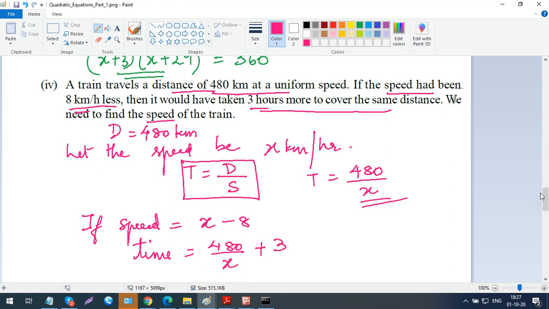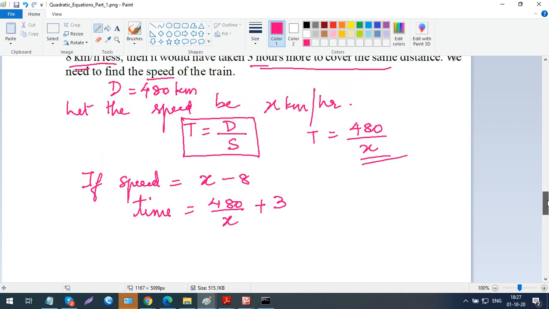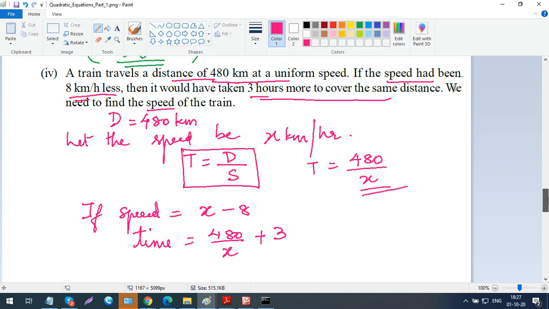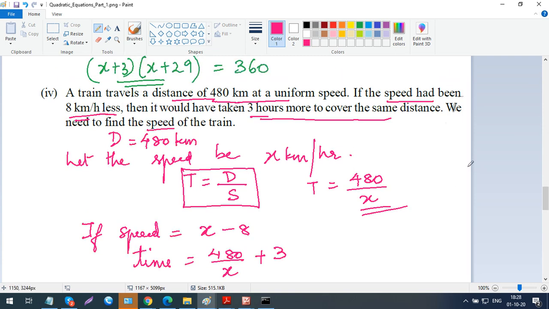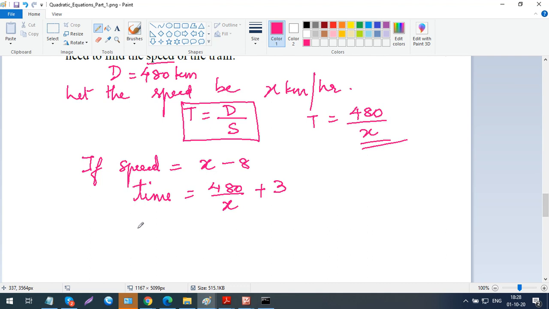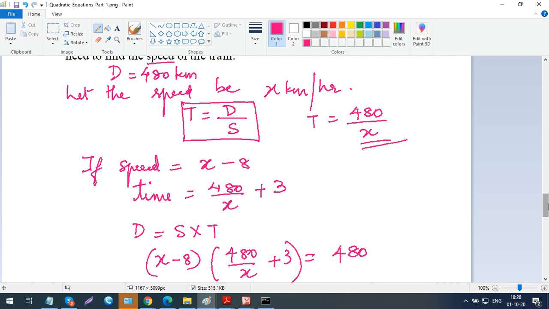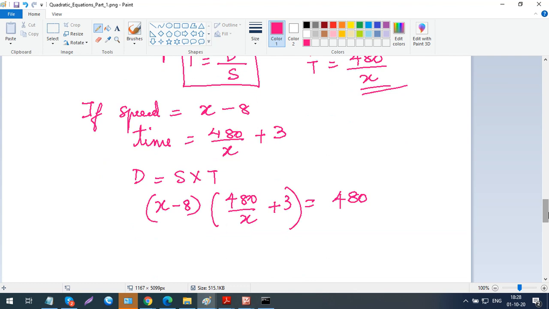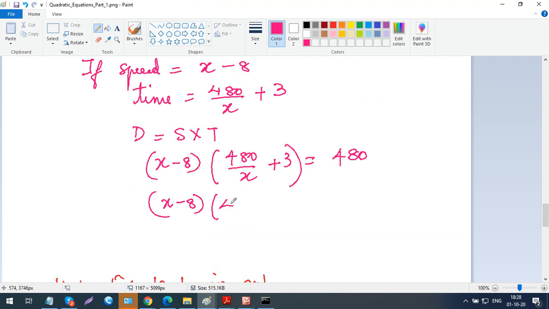Distance is going to be speed into time. Now they are asking you, we need to find the speed. So you can say that the distance is equal to speed into time, or x minus 8 into 480 over x plus 3 should be equal to 480. Understood? Because that's going to be your speed. Now if you set up an expression like this, you'll have to solve for x. I'll just show you how to set this up. You will get 480 plus, let me make the denominators common, 3x by x, is equal to 480.